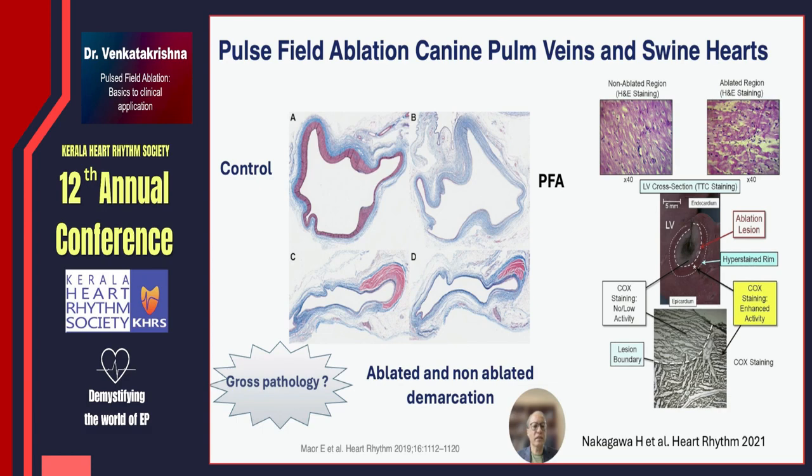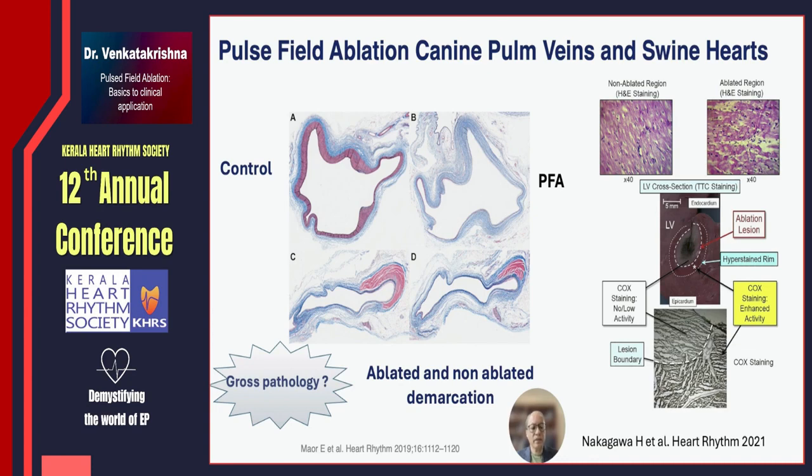This study was done earlier. This is the control cell of the pulmonary vein, and you can see the cellular architecture of the PFA is preserved very well, hence there is no stenosis. And you can also see a very clear demarcation between the living cells and the apoptotic PFA cell. That is one of the interesting aspects.